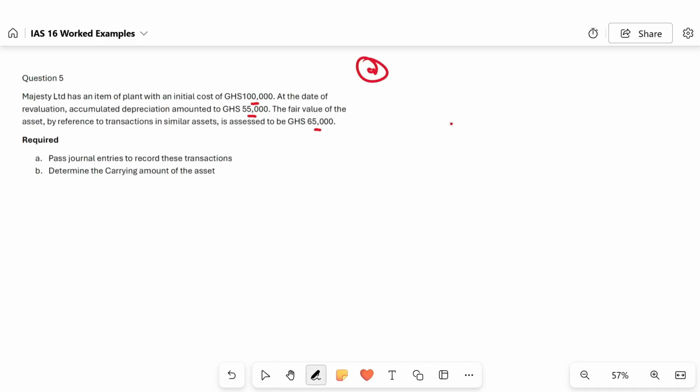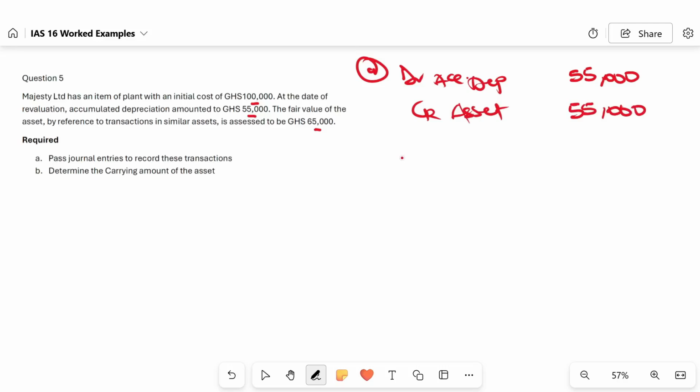A. The first journal entry we will post will be to eliminate the accumulated depreciation against the cost of the asset. So we are going to debit the accumulated depreciation account with 55,000 and then credit the asset account with 55,000. And our description will be being elimination of accumulated depreciation against the cost of the asset.